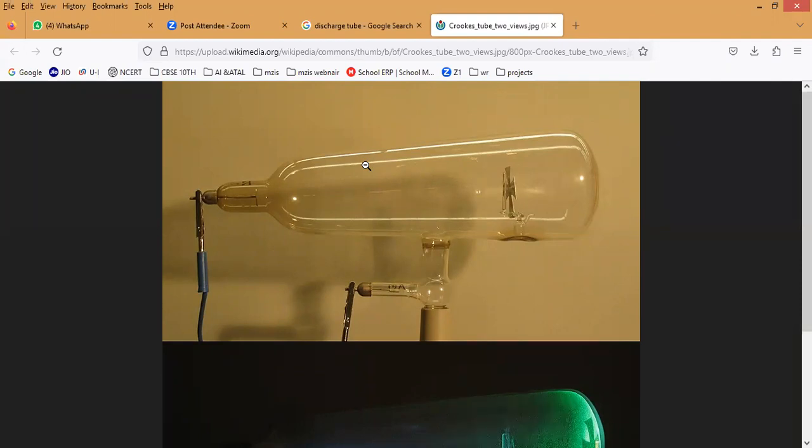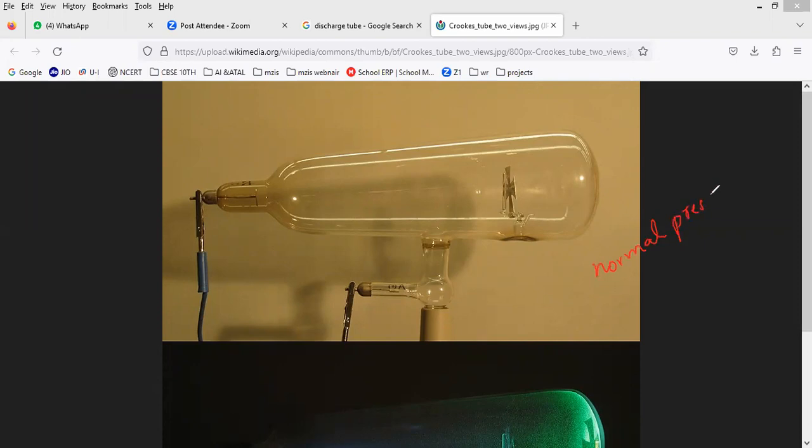What is the normal atmospheric pressure? Anybody know? I want a response from you. Yes, please. What is the normal pressure? All of you, what is the boiling point of water? See, class 9 students don't know the normal atmospheric pressure, then it is really very bad. Mr. Harish, Gokul? Nobody? I think someone is having a disturbance.